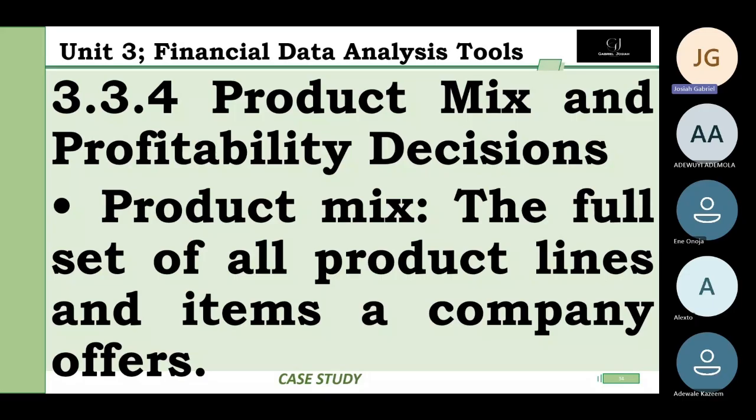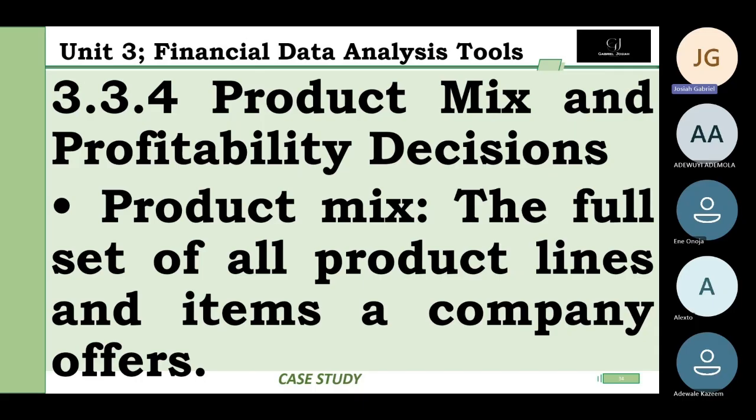You're welcome. Okay. So let's look at product mix and profitability decision. The product mix speaks to the full set of all product lines, so when a company deals with different products. For example, Coca-Cola has on its product line the Coke itself, then it has Fanta, then it has Sprite. That line of product speaks to the full set of all product lines and items that a company offers to the public. So that's the product mix. It's not a one product company now. We're talking of various products by the same company.